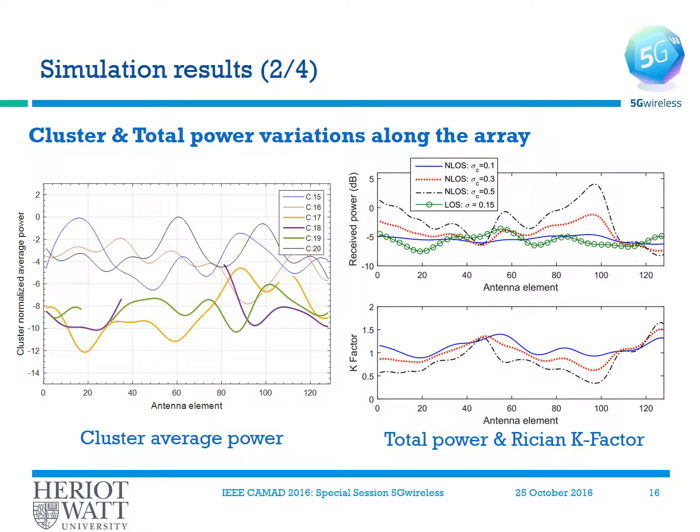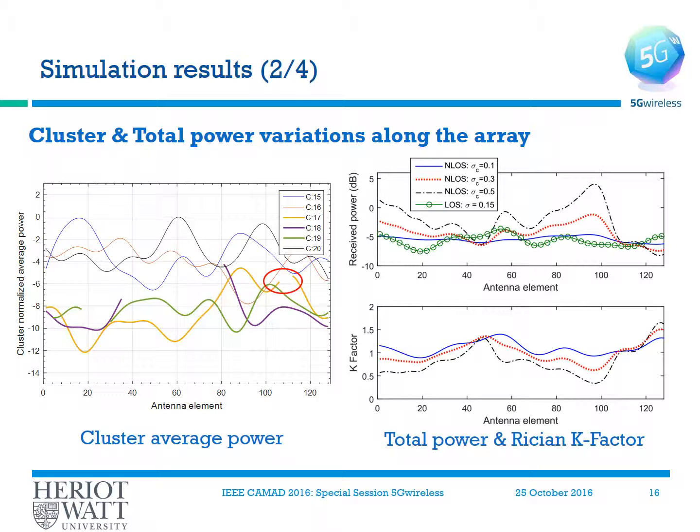Looking at individual clusters from a different perspective, we can see the cluster power evolution in this way as well. Here we see cluster disappearance and power variations on the array. On the right, it's represented total power along the array for different variants of the cluster power, leading to a higher dynamic range of the power. Below, the K factor in the same conditions as above, it is quite similar to what we have seen before in real measurements.